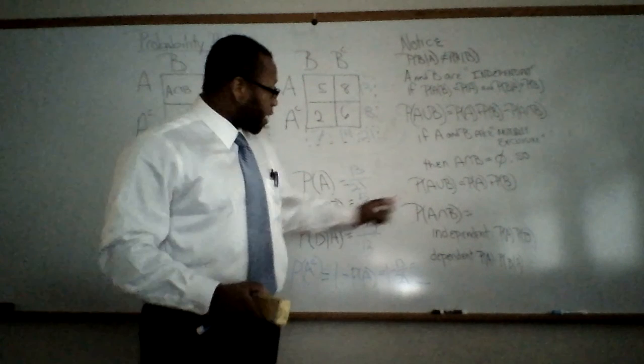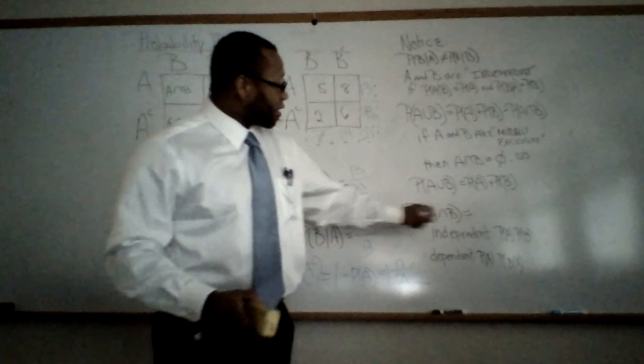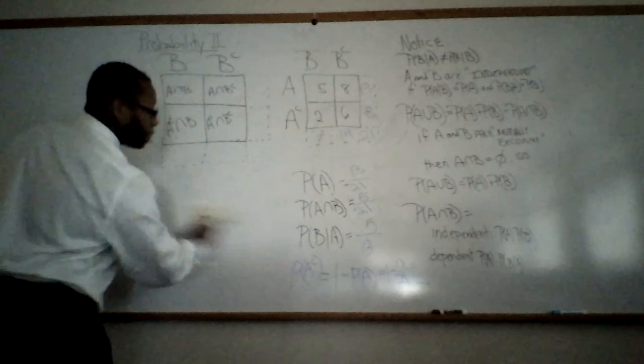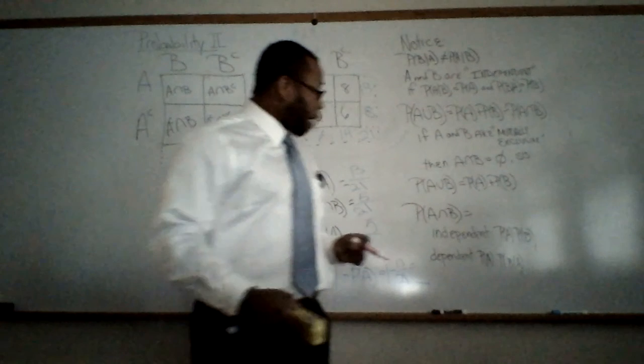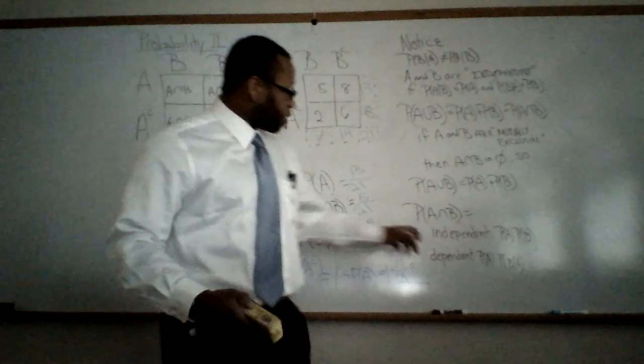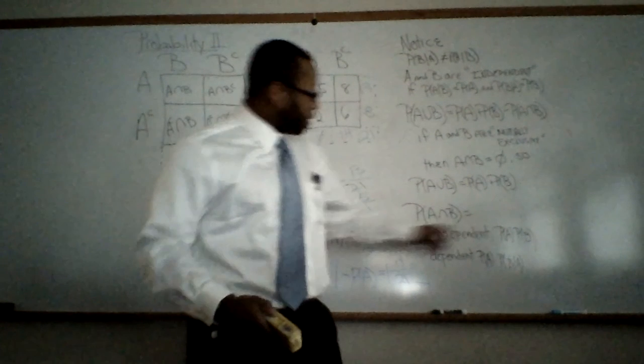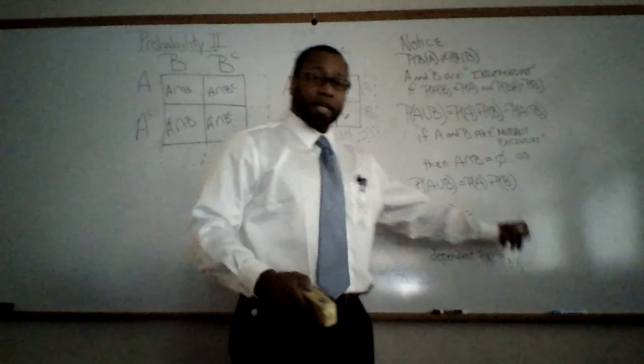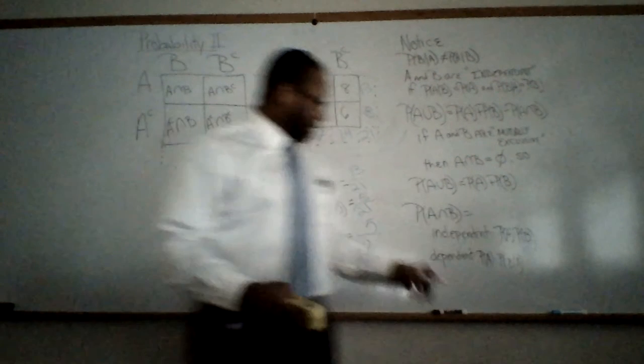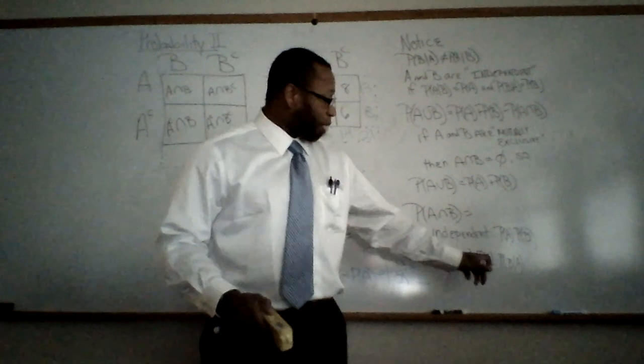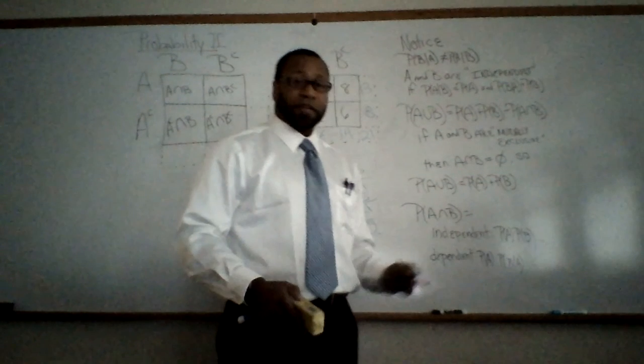One last one here, A intersect B. If we want to calculate that, we have two different ways, and this is part of our multiplication rules. If they're independent, then we can just do the probability of A times the probability of B. If they're dependent, then we have to do the probability of A times the probability of B given A.